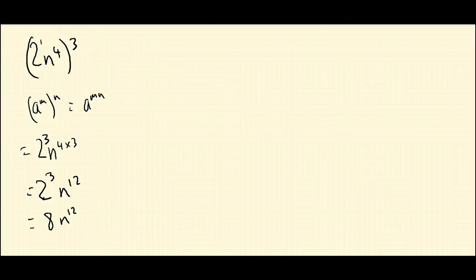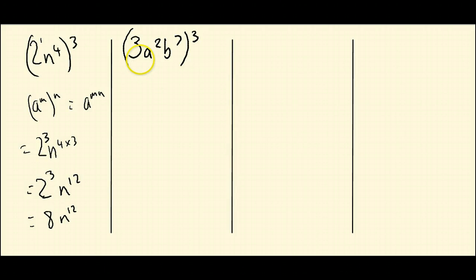Maybe a slightly harder one. Okay, this time we've got inside the brackets 3 times a squared times b to the power of 7, and that's all inside the brackets and raised to the power of 3. Okay, so it's this simple. We just got to go through each thing inside the brackets and raise it to the power of 3. So 3 is going to get raised to the power of 3. A squared is going to get raised to the power of 3. That's going to mean a to the power of 2 times 3. B gets raised to the power of 3, so that comes to 7 times 3.